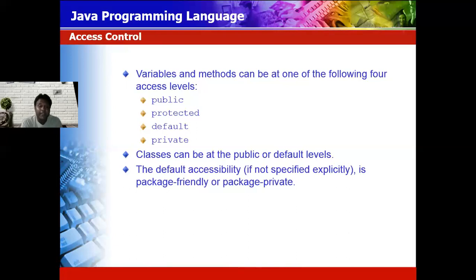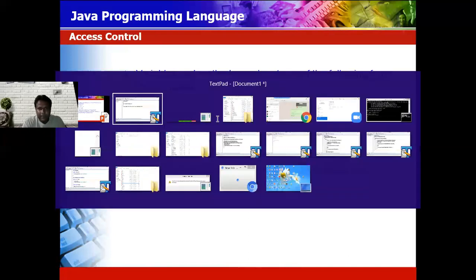But when you define a member as private, then the members are accessed only within the class where they are declared. That is called private. The class itself can be at the public or default level.